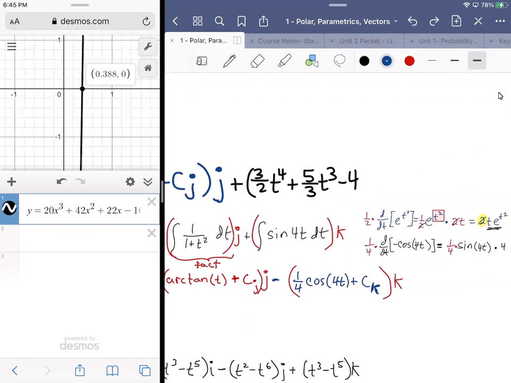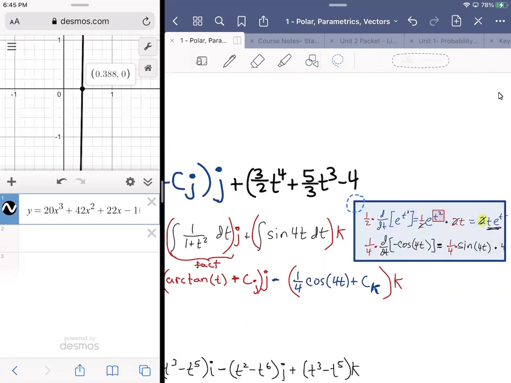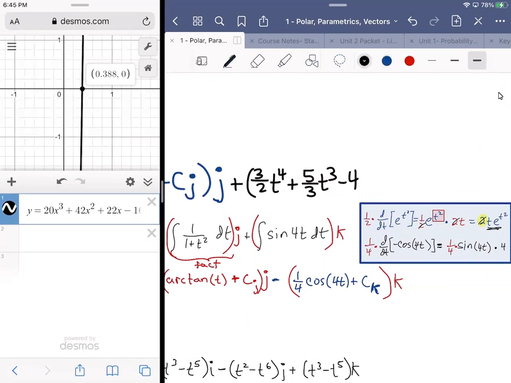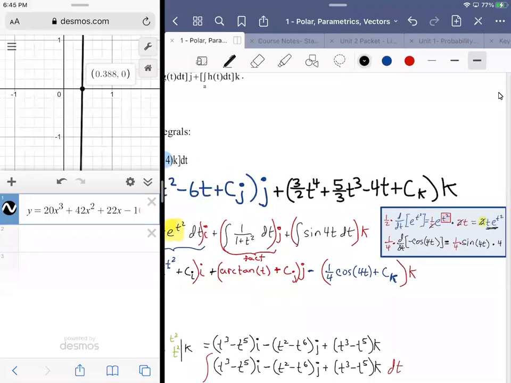That's not what I wanted to do. Do it this way. All right, so plus 4t, or minus 4t, plus the constant of integration specific to k, multiplied by the unit vector in the direction of k.